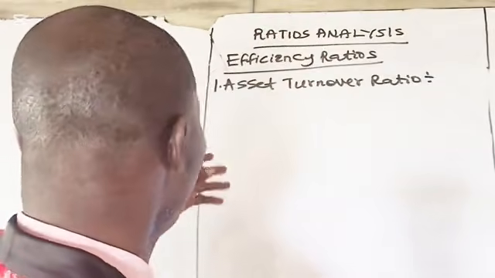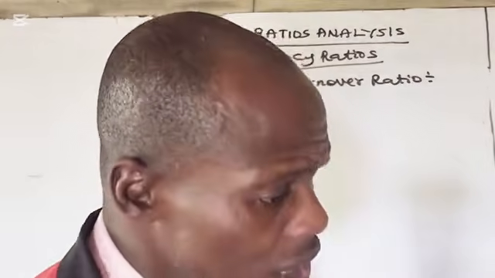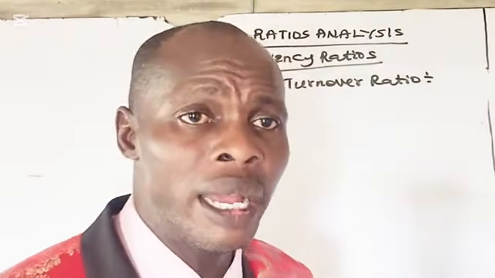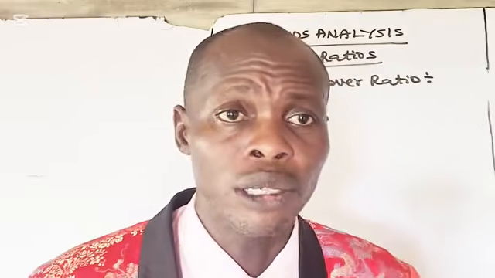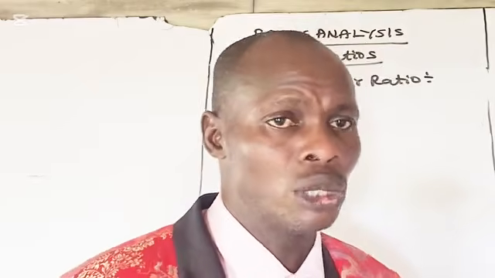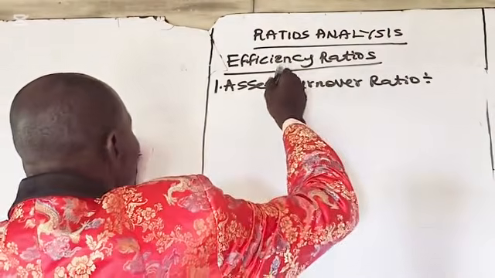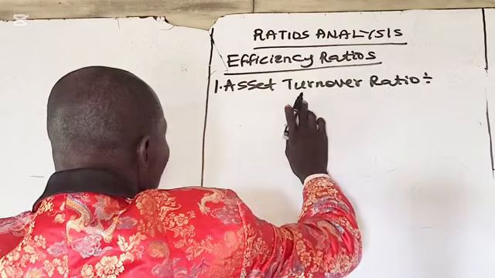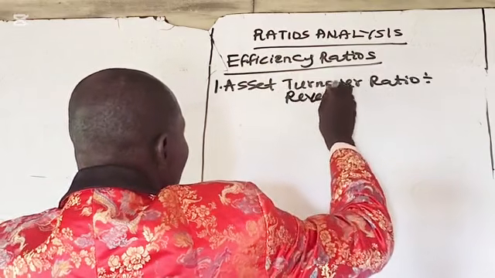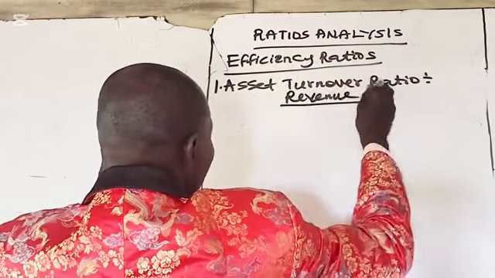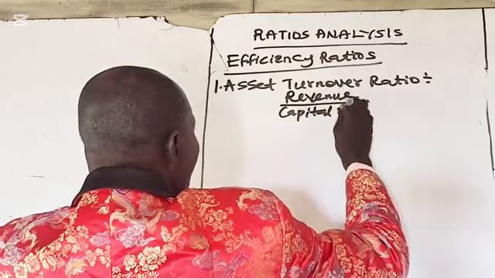For this ratio, the higher the asset turnover, the better for the organization. Where the asset turnover is high, it indicates that the assets are used efficiently to generate revenue. So asset turnover ratio is the ratio of revenue over capital employed.